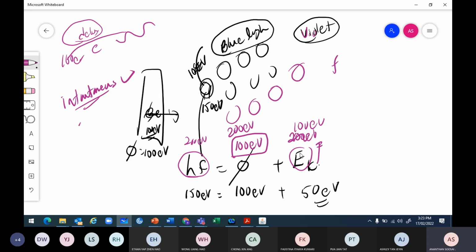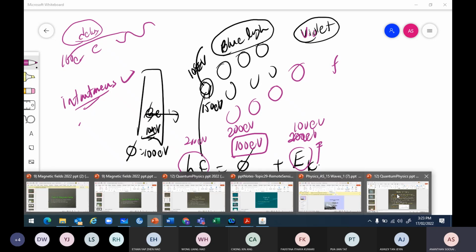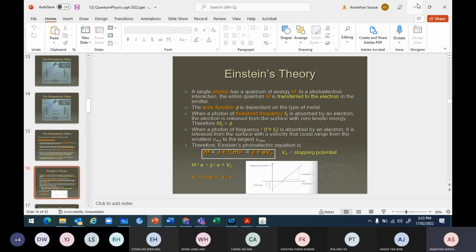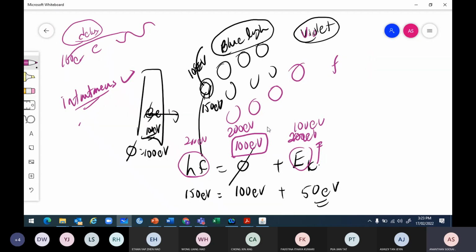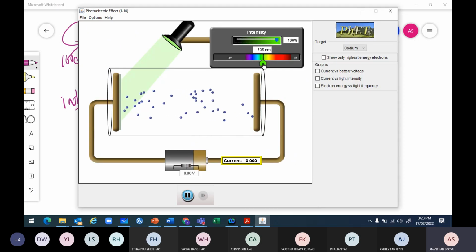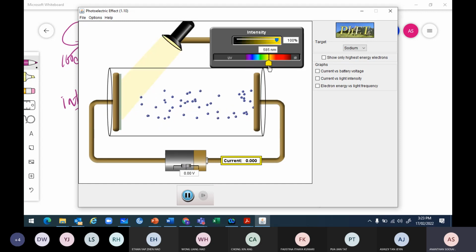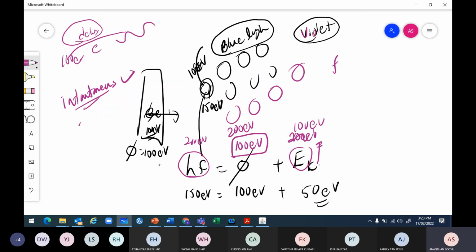The second outcome is the existence of a threshold frequency. Just now I showed you in the animation that you need a certain high frequency. Above that frequency, the electron is released. Lower than that, the electron won't be released at all, although you raise the intensity. Does Einstein's idea explain that? Yes, it makes sense.